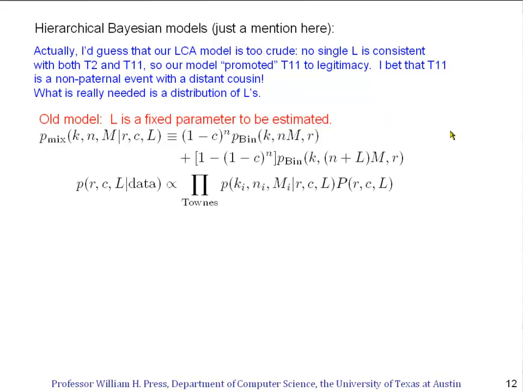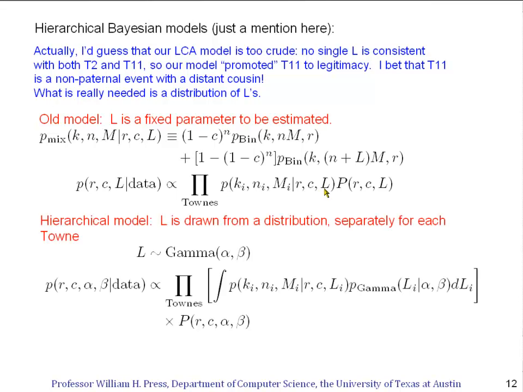So how would we model that if we really wanted to? I'm not going to do it in detail, I'm just going to give you the idea here. So our old model had a fixed value of L, that's what we called LCA in the code on the previous slide. And the mixture probability was a mixture between a binomial probability with some number of generations and a binomial probability with n plus L generations. And notice that L had the same value for every single town's individual, so that the final probability of the parameters given the data contained factors, each of which depended on L, this constant.